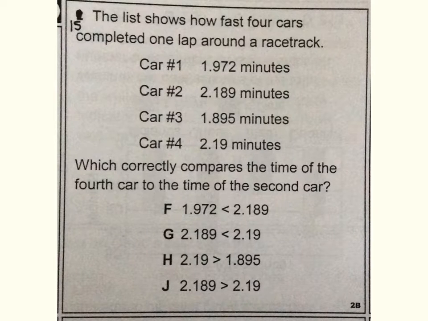Number 15. The list shows how fast 4 cars completed 1 lap around a racetrack. Car number 1, 1 972 thousandths of a minute. Car number 2, 2 189 thousandths of a minute. Car number 3, 1 895 thousandths of a minute. Car number 4, 2 19/19 of a minute. Which correctly compares the time of the fourth car to the time of the second car? Remember to line up your decimals and make your decimals happy.